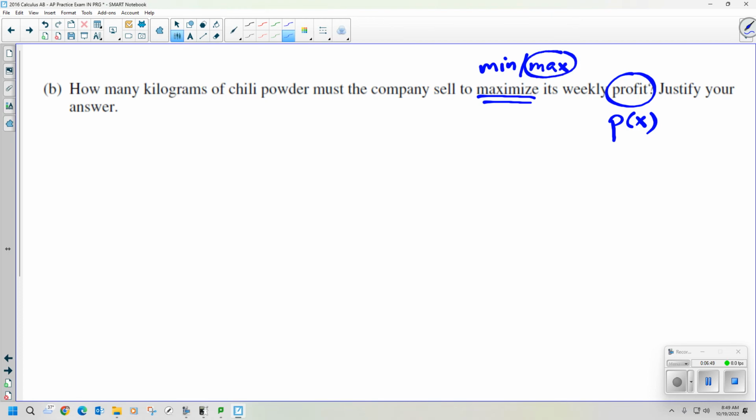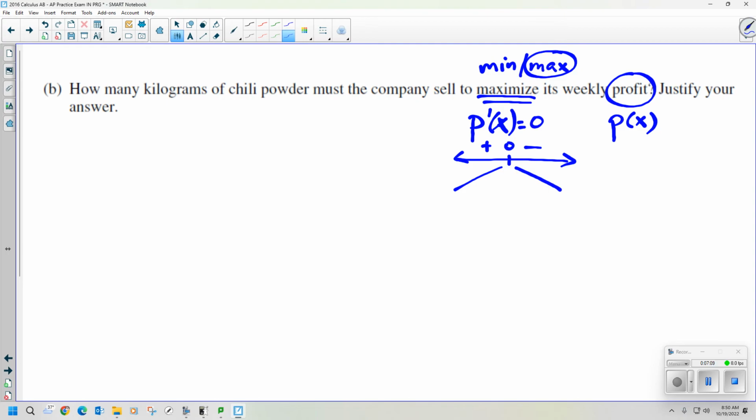We want the max here, okay? I need to find the critical point where the first derivative of x is equal to 0. And then I'm going to put it on some number line. If this is 0, I want to make sure that it's plus to minus. I want to have a positive first derivative to negative. That would show me a maximum, okay?